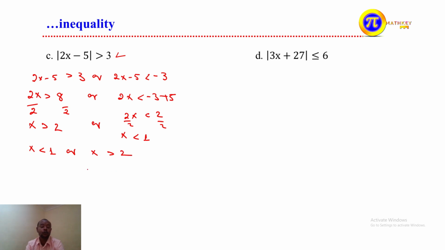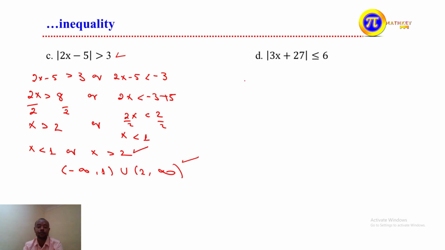Or if you want, you can put it using intervals. In the case of intervals, this means negative infinity to 1, excluding 1, union 4 to positive infinity. We can put it like this. The solution is this one, or this one.